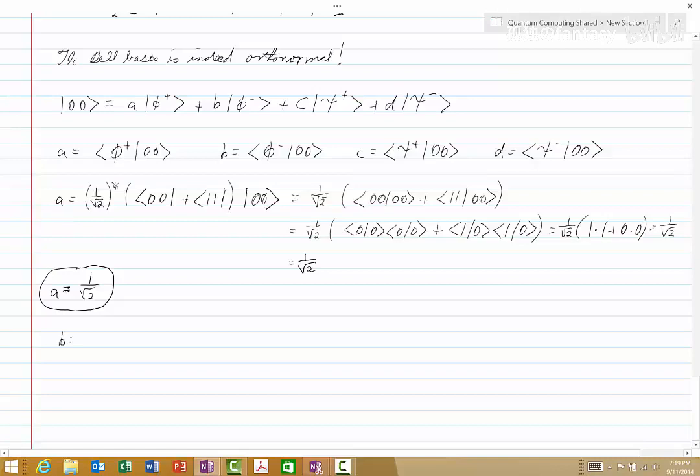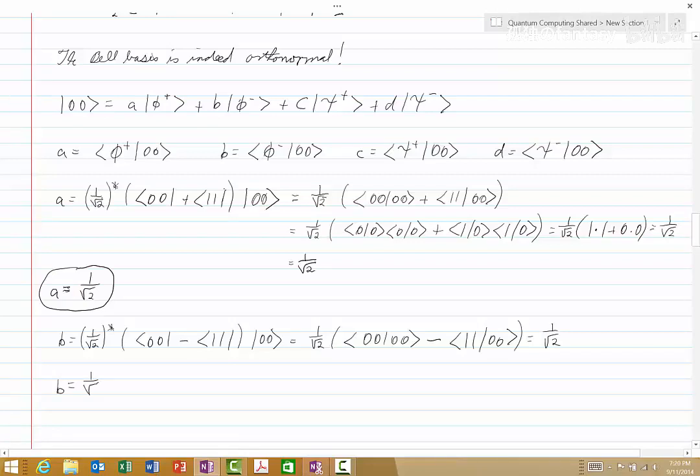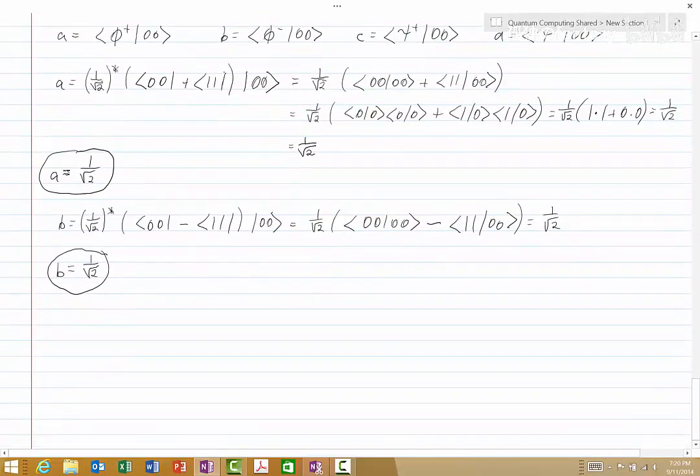Okay, so for B, we have 1 over square root of 2 complex conjugate, and now we're looking at phi minus, so we have 0, 0, minus 1, 1, and then 0, 0 on the right. And again, the complex conjugate of 1 over square root of 2 is 1 over square root of 2, and we will get 0, 0, 0, 0, and this time minus 1, 1, 0, 0. And this time I won't show quite so many details. We can see that this is equal to 1 over square root of 2. So B, like A, is equal to 1 over square root of 2.